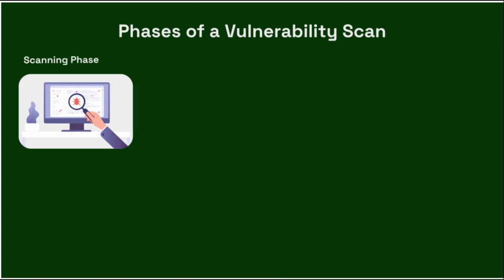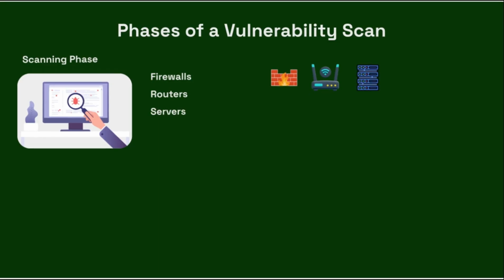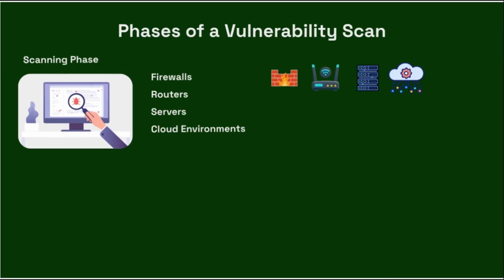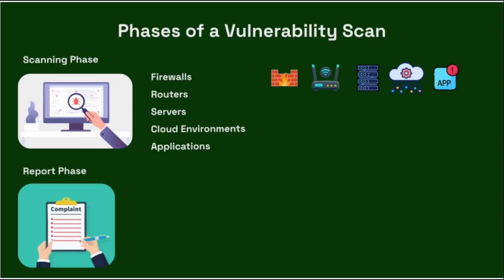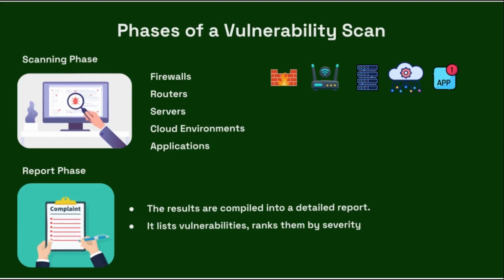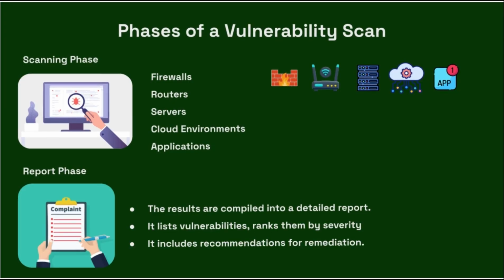There are two main phases of a vulnerability scan. 1. The scanning phase. Security tools scan firewalls, routers, servers, cloud environments, and applications, looking for potential vulnerabilities. 2. The reporting phase. The results are compiled into a detailed report. It lists vulnerabilities, ranks them by severity, and includes recommendations for remediation.